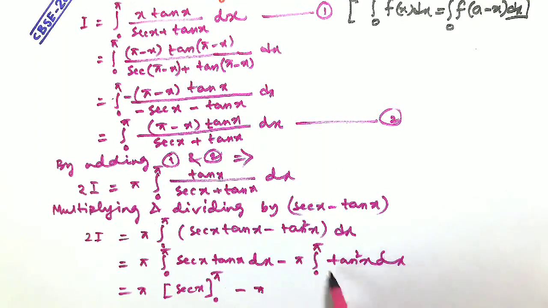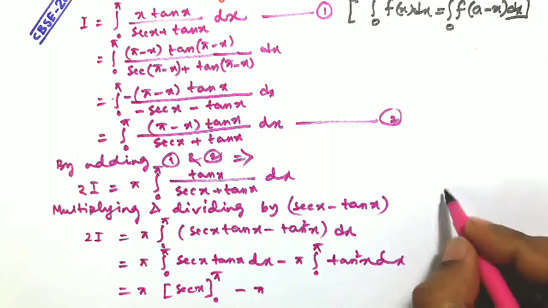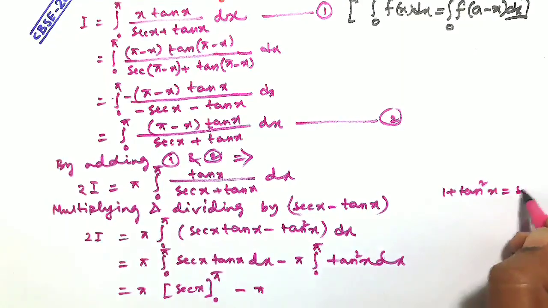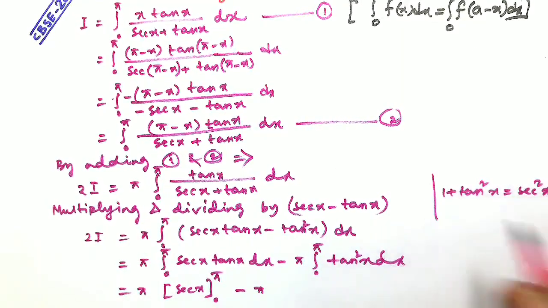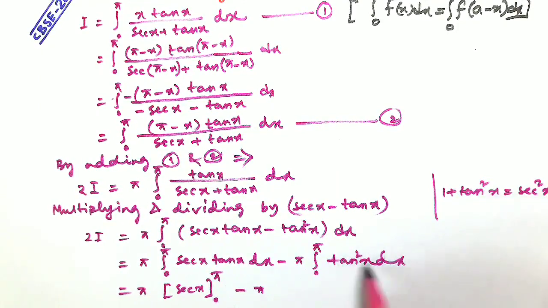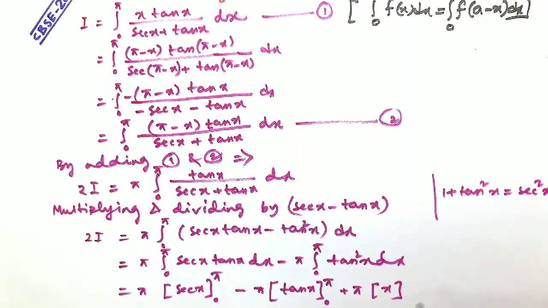No, actually we have to replace this tan square x by sec square x minus 1. You know that 1 plus tan square x is equal to sec square x, isn't it? So sec square x minus 1 is equal to tan square x. So we replace this tan square x by sec square x minus 1. So we are getting pi tan x, limit from 0 to pi, plus pi x, 0 to pi.